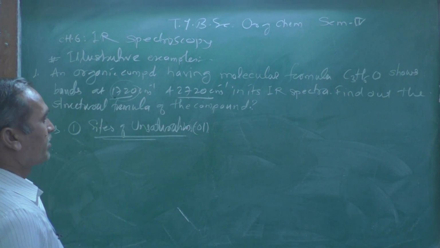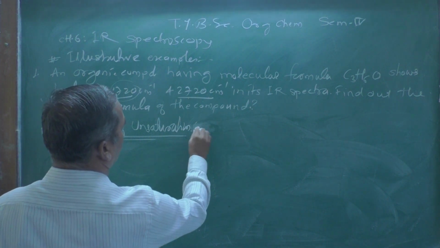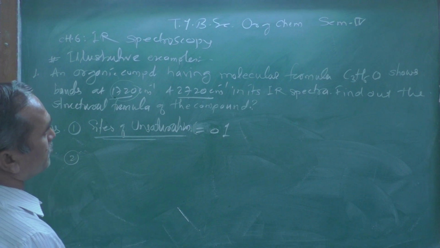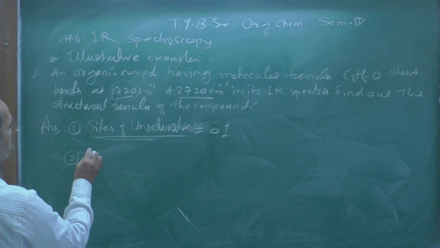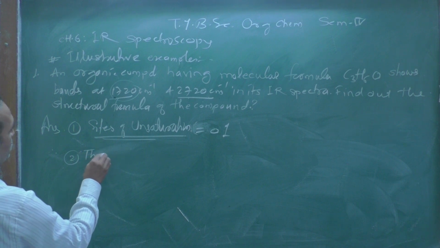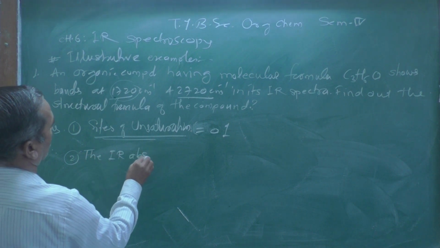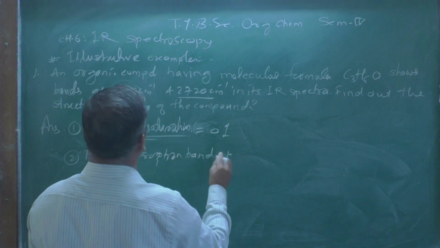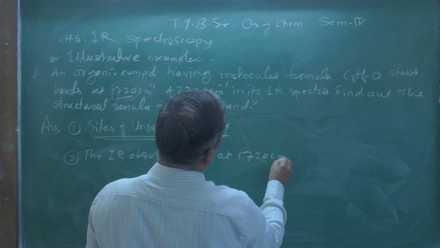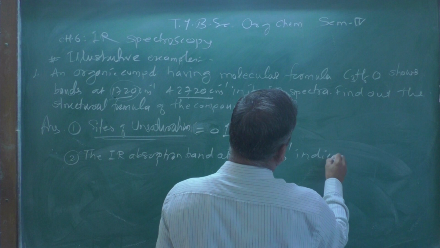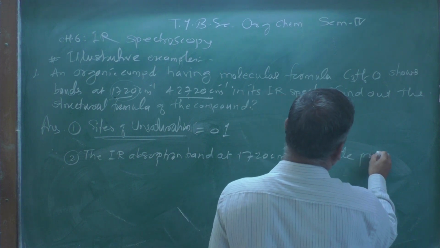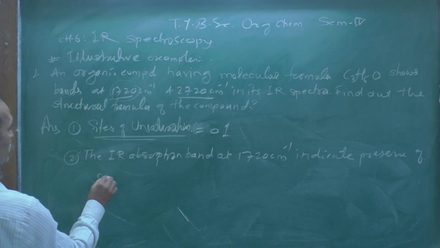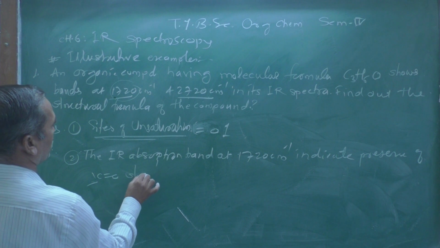Now let's see the second point; the site of unsaturation is equal to 1. Second point: the IR absorption band at 1720 per centimeter indicates the presence of C double bond O stretching frequency.